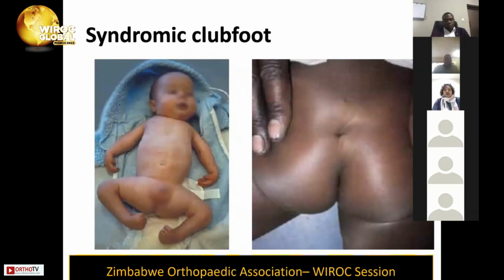Then for syndromic clubfoot, the picture on the left is showing a baby with clubfoot associated with arthrogryposis, and the one on the right is a baby with clubfoot associated with spina meningomyelocele and spina bifida. So syndromic clubfoot is clubfoot in a patient with other syndromes. There are many syndromes that are associated with clubfoot, like Beckwith-Wiedemann, trisomy 18, among many other syndromes.